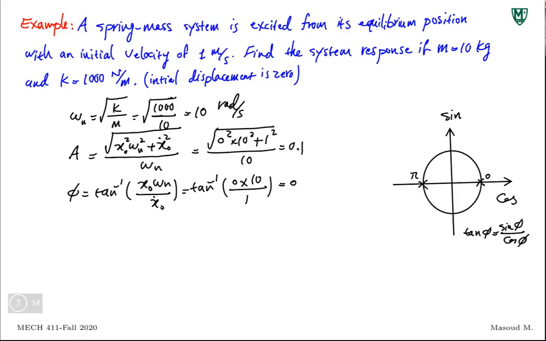Hopefully it makes sense to you guys. So we have omega n, we have A, we have phi. x(t), or the system response, would be 0.1 sine 10t plus, well, 0. So pretty much 0.1 sine 10t. That will describe this motion.